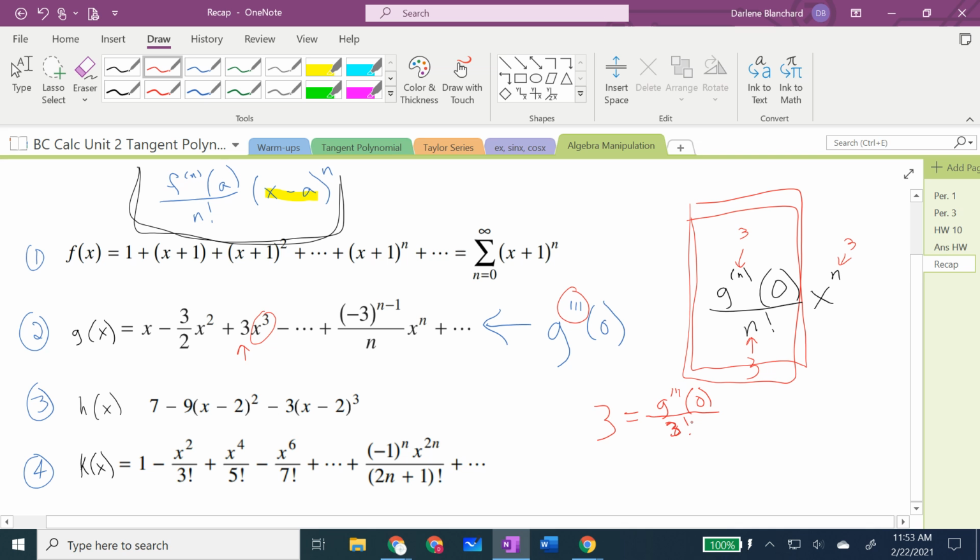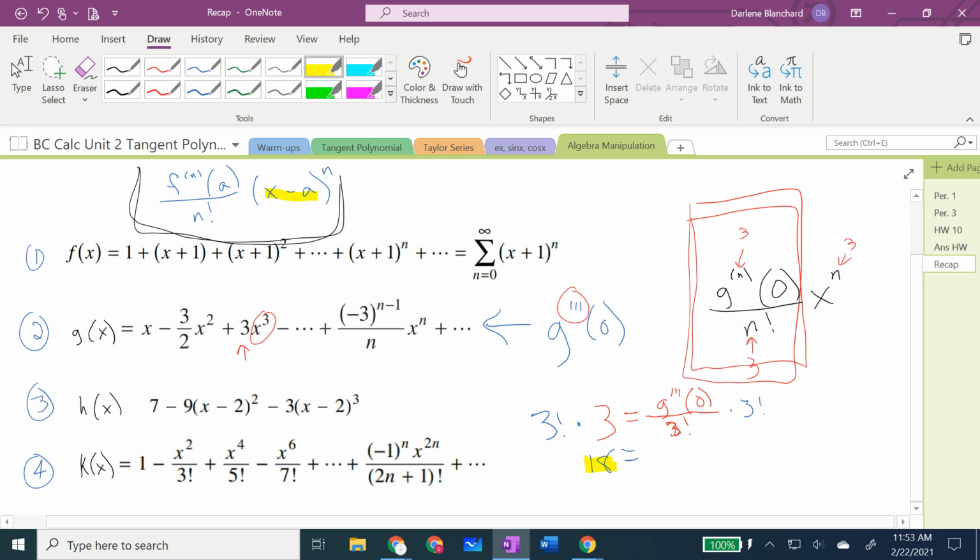So if I want to know the third derivative at 0, I actually need to multiply both sides by 3 factorial. And 3 factorial is 6, so 6 times 3. And then I saw that a lot of you got that. Now, you can do the derivative 3 times. And so there you go.